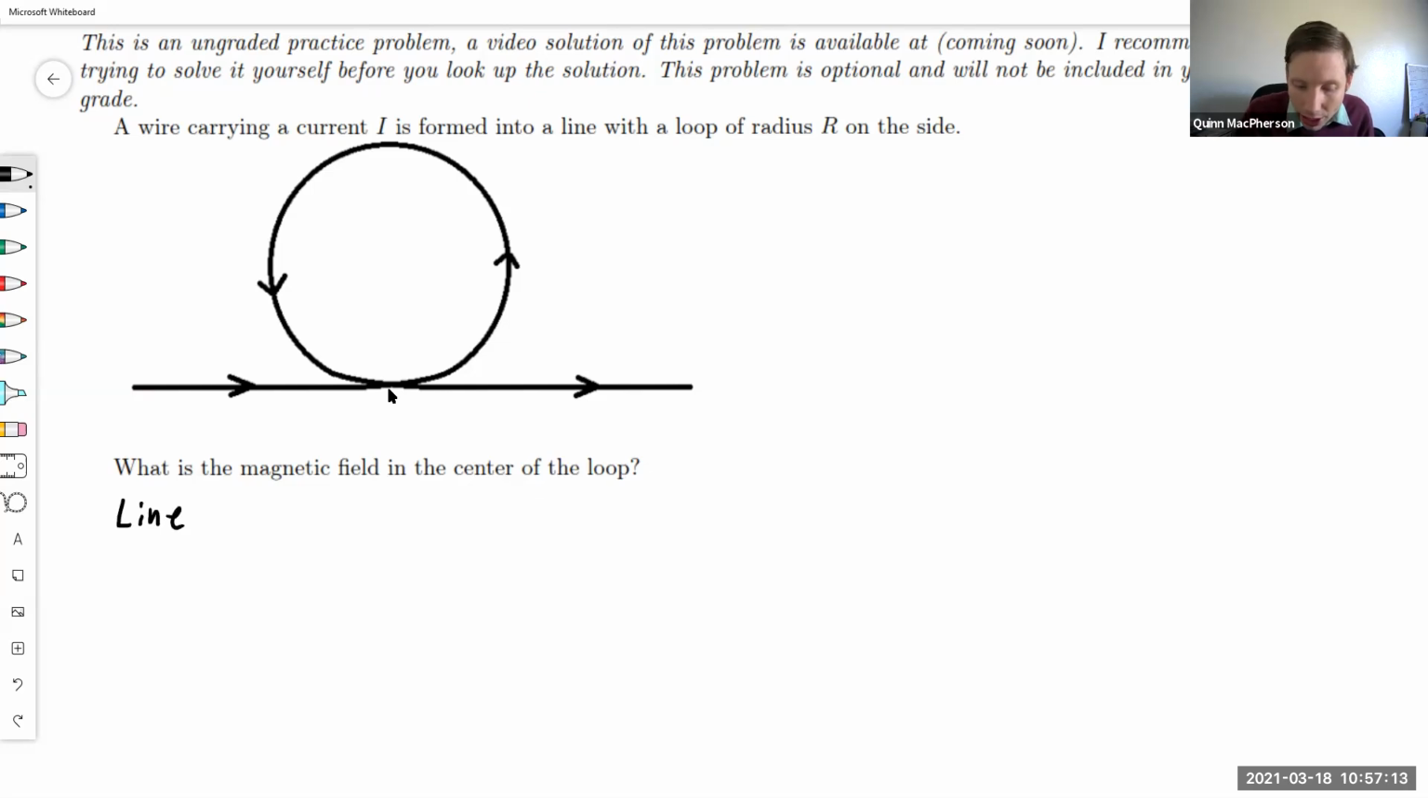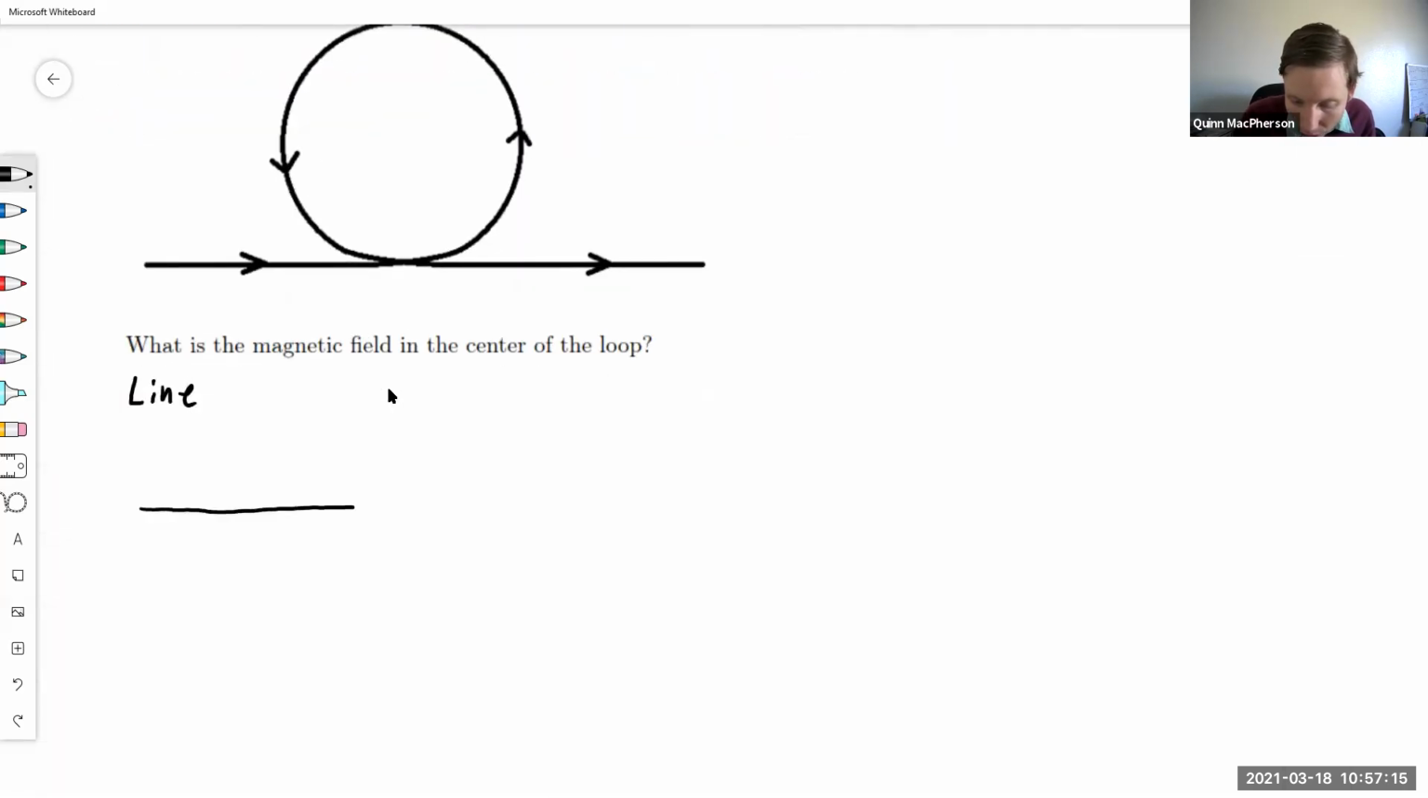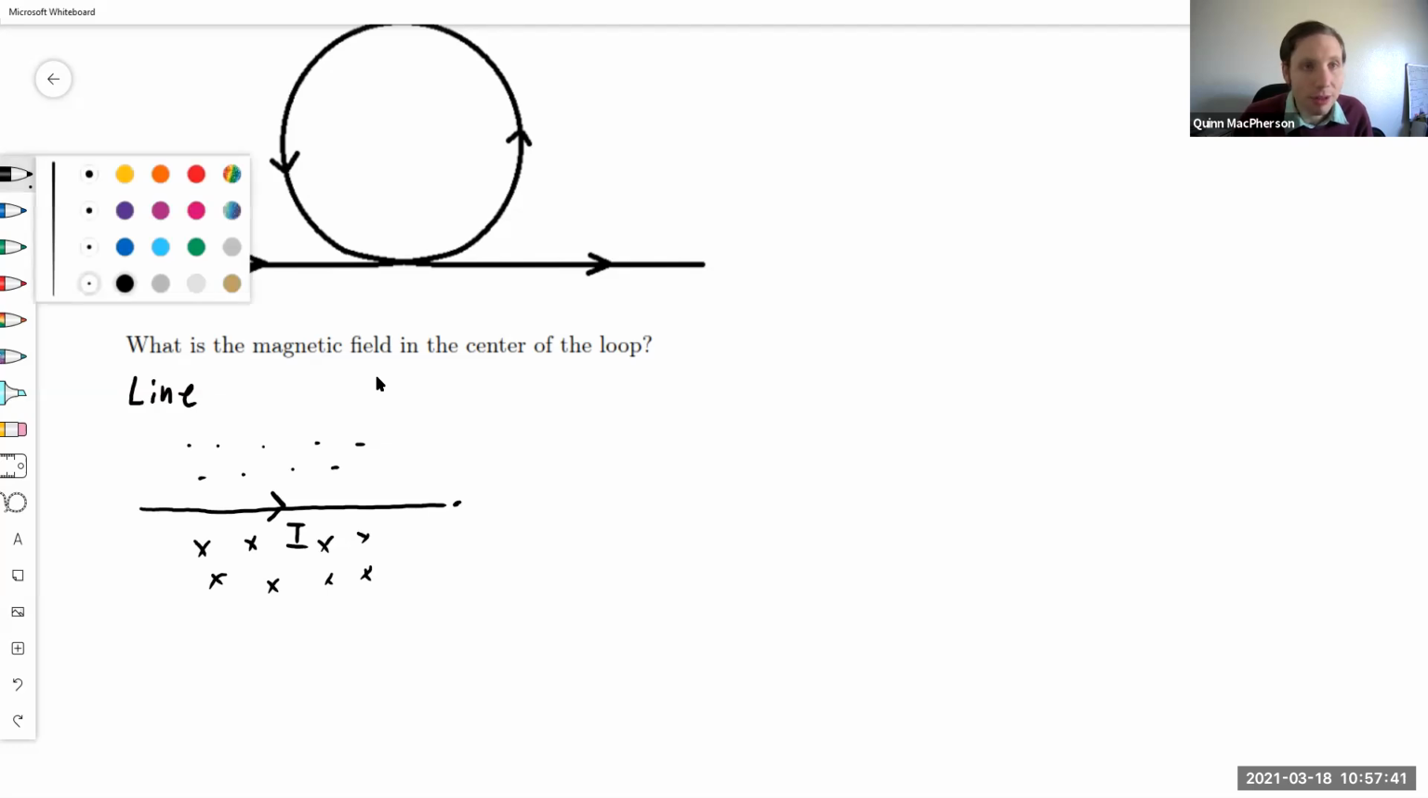Okay, so I have a line of current, not charge. And I'm going to use the right-hand rule, put my thumb in the direction of the current, my fingers curl into the direction of the magnetic field, and I see that it is coming out of the page on this side and into the page on this side. So according to the picture up above, I'm interested in a magnetic field which is coming out of the page. Okay, now let's try to find the magnitude of that magnetic field.